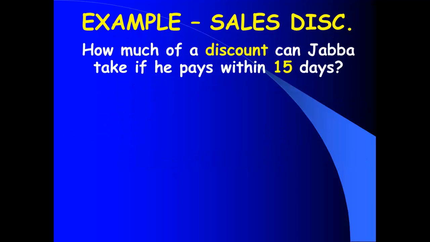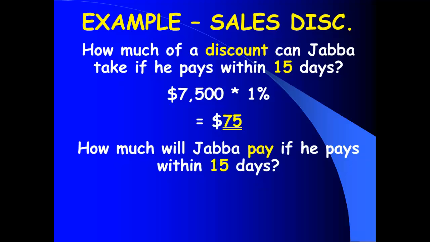How much of a discount can Java take if he pays within 15 days? 1%, right? 1% of the $7,500 says he can save how much? $75, do we agree? Well, let's see. How much is he going to pay me? Well, he owes me how much? $7,500. But he gets to save how much? $75. Says he's going to pay me $7,425. Now we have the 3 numbers that we need. He owes me $7,500. He's going to save $75. He's going to pay me $7,425.